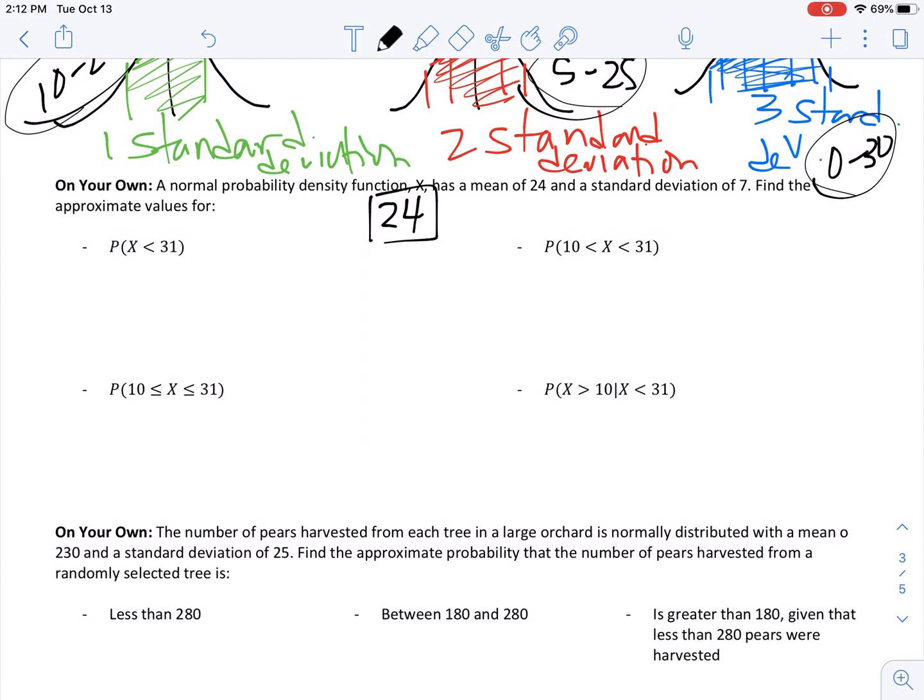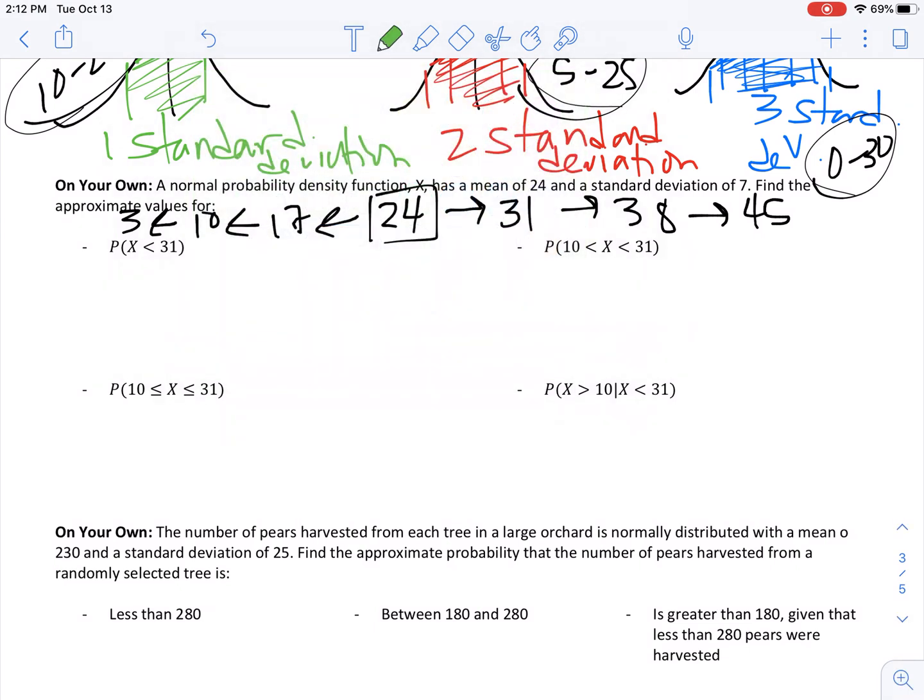Then I'm going to go out a few different ones. I'm going to go out 1 standard deviation, so I'm going to add 7 to this. So I'm going to get 31. I'm going to add again, I'm going to get 38. I'm going to go out to 45. Okay, now you're going to do the same thing the opposite way: 17, 10, and 3.